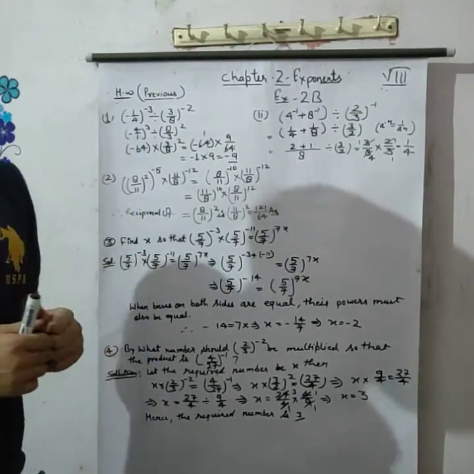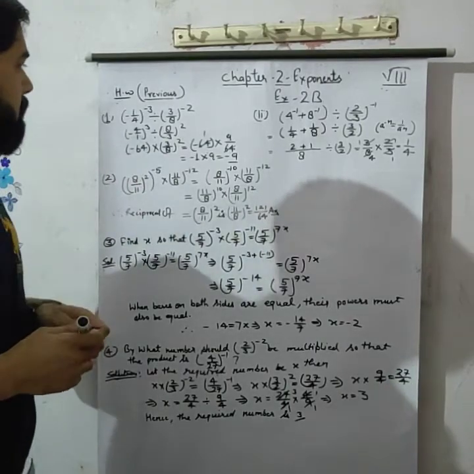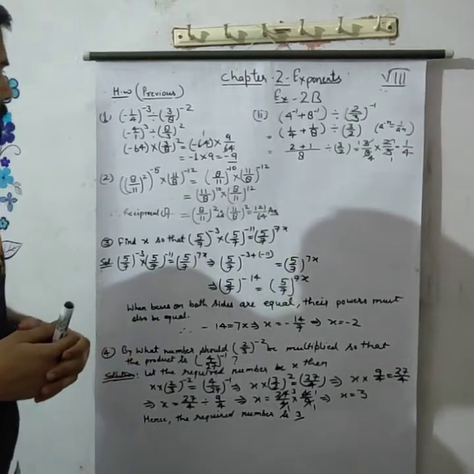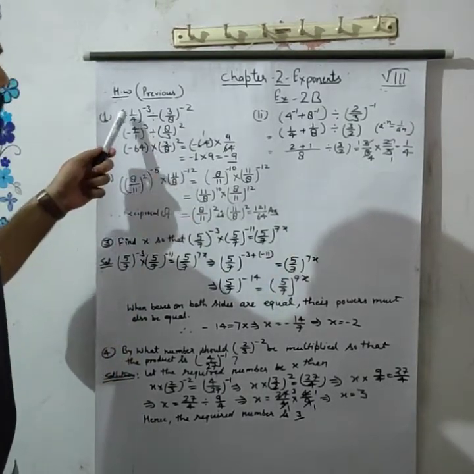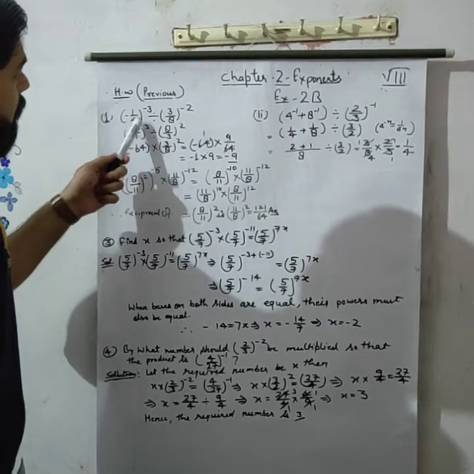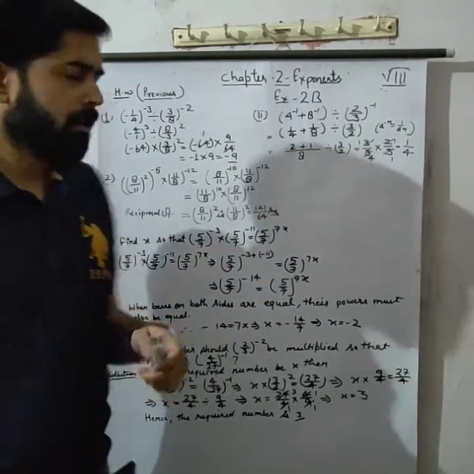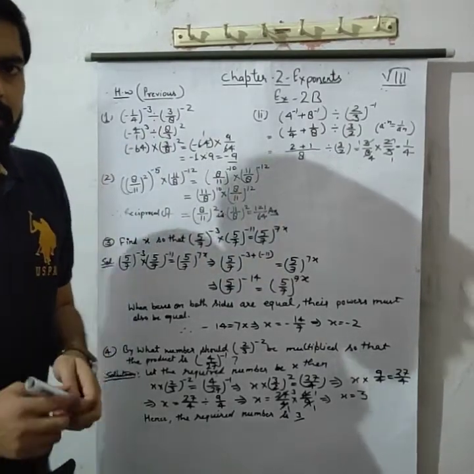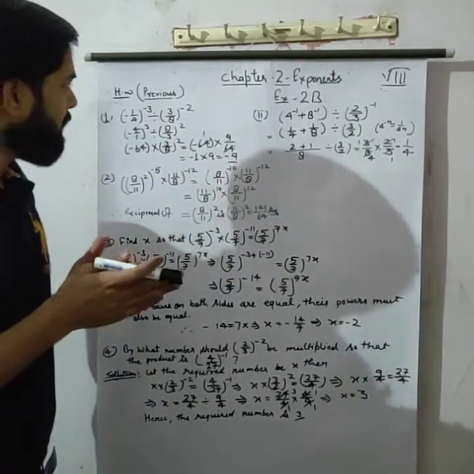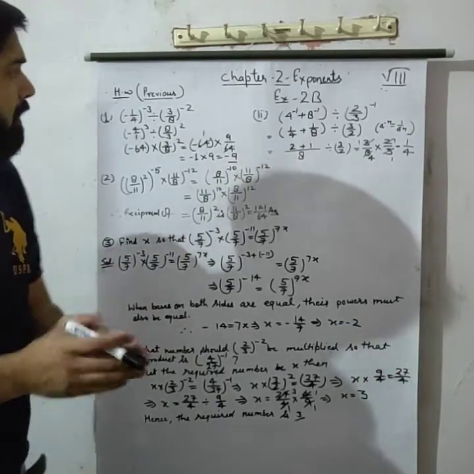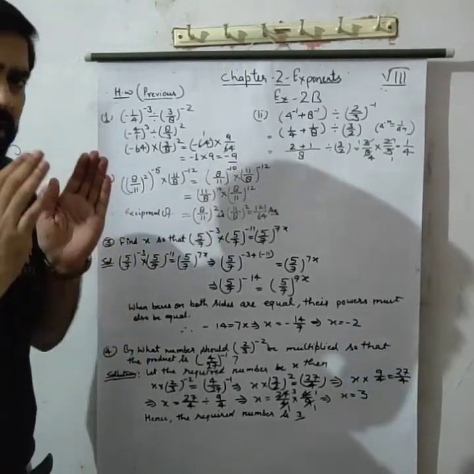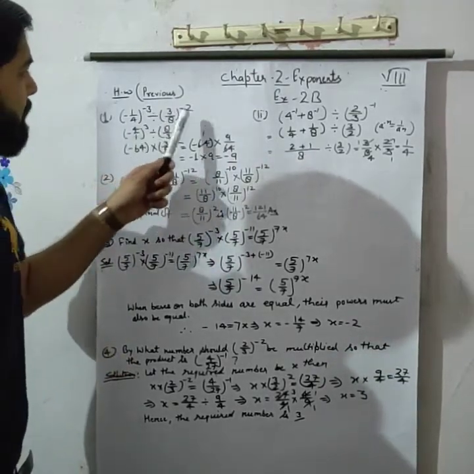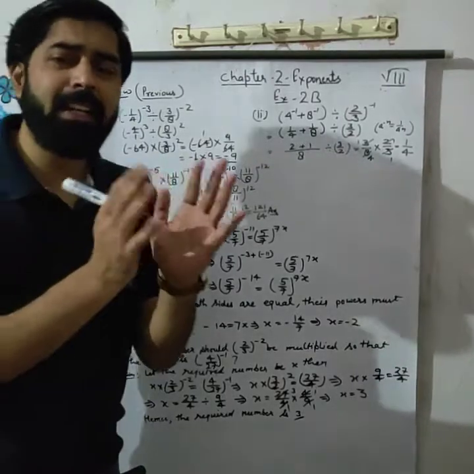So look here in the first question: find the value. Look here, (1/4) raised to the power minus 3 divided by (3/8) raised to the power minus 2. And listen, in exponents, the power is very important. Firstly, you observe the power in any question. So what is here? Minus 3, minus 2, which means powers are given in a negative form.